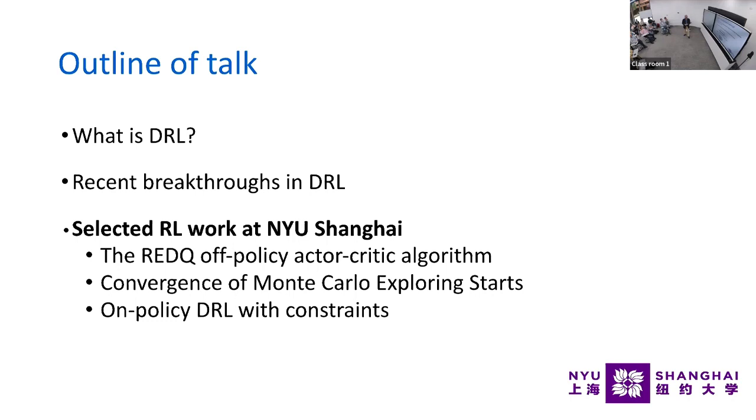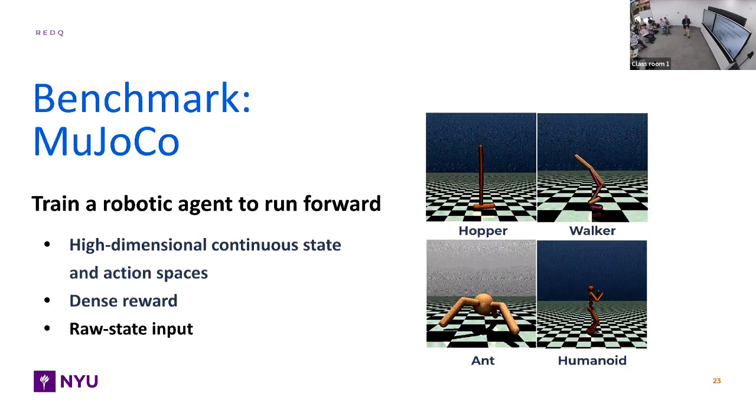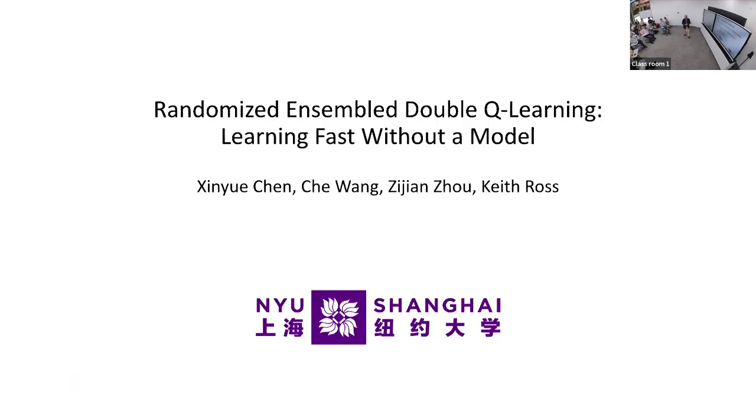The first one is, first of all, in many of these papers we've been using the MuJoCo benchmark, which I mentioned earlier. It's a benchmark for robotic locomotion. And some of these particular environments are very challenging because the state and action spaces have very, very high dimension. So the first one is randomized ensemble double Q learning: fast without a model.